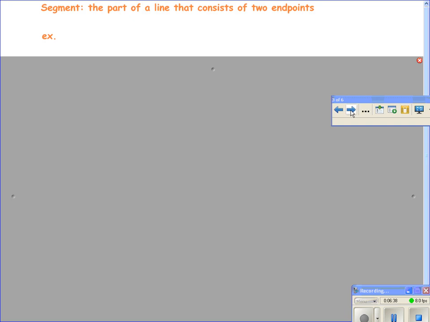A couple more words to know. Segments. This is the part of a line that consists of 2 endpoints. So I will get a picture up there as you are writing that. 2 endpoints, does not go on forever in both directions. Can put 2 letters on there.